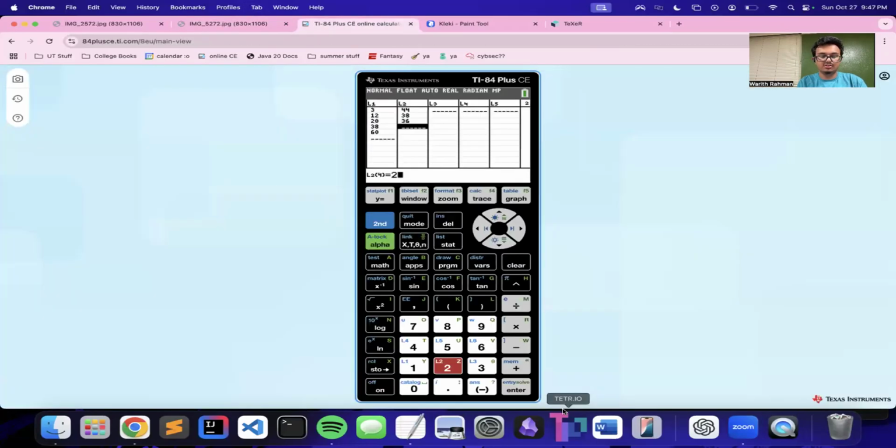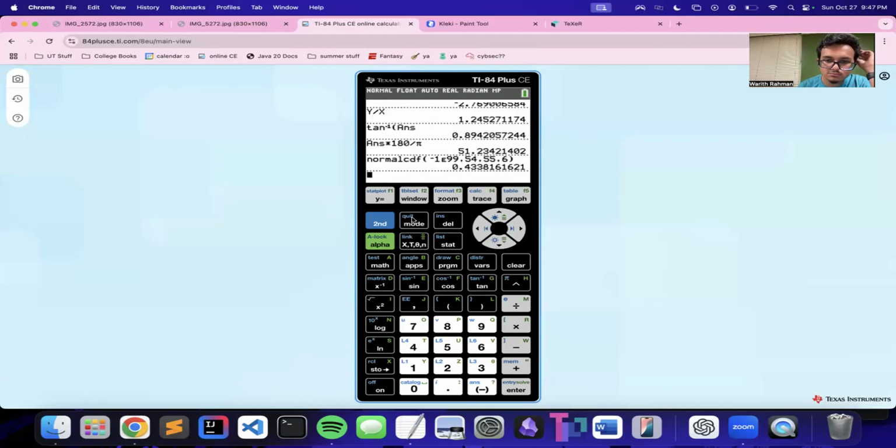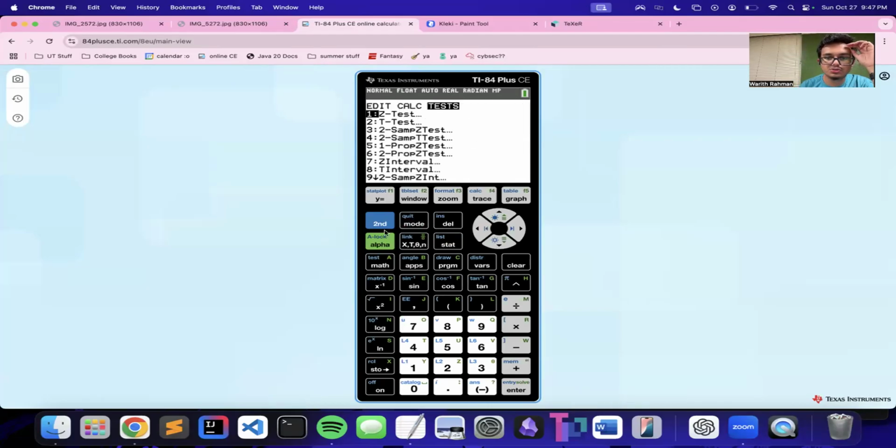I forgot I can use the keyboard. I can use the keyboard for everything, but it's annoying. Okay. Then we can go to linreg. We're going to store this in Y1 in case we do need it. And we do calculate this.